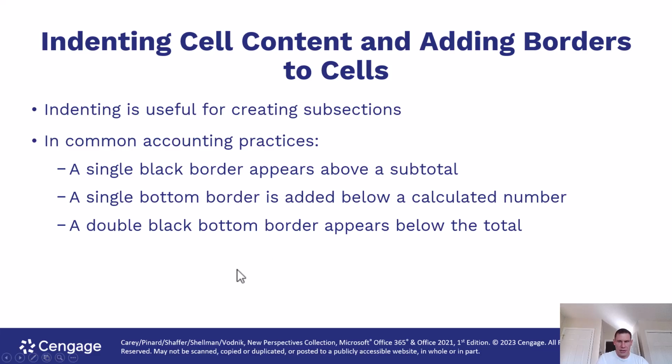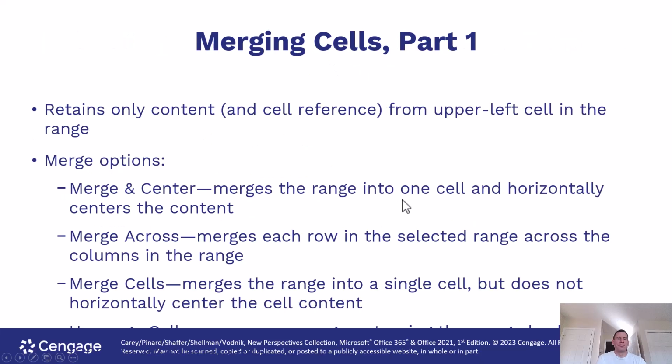And then the last thing before we see an example of this in Excel: merging cells. If you merge cells, it retains only the content and cell reference from the upper left cell in the range. So it's not the whole thing. For merge options, we have Merge and Center, which merges the range into one cell and horizontally centers the contents. You can also Merge Across, which merges each row in the selected range across the columns in the range. Or you can Merge Cells, which merges the range into a single cell, but does not horizontally center the cell contents.